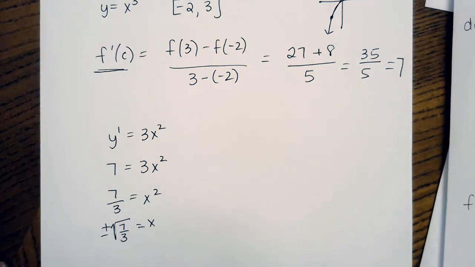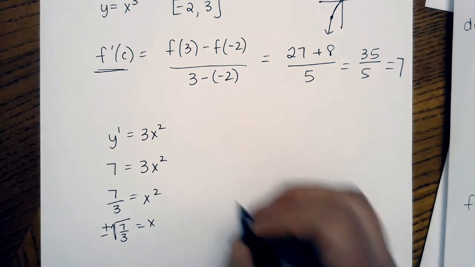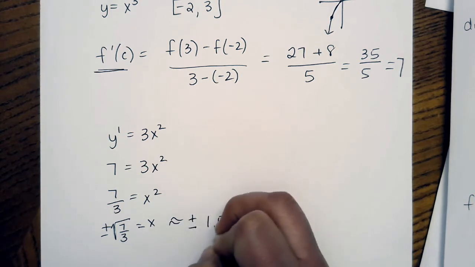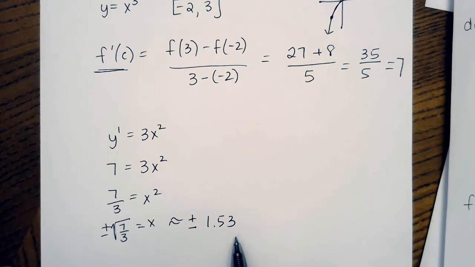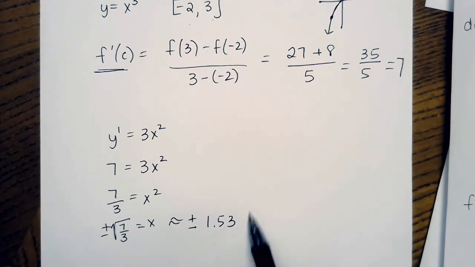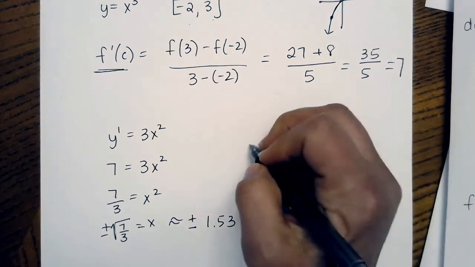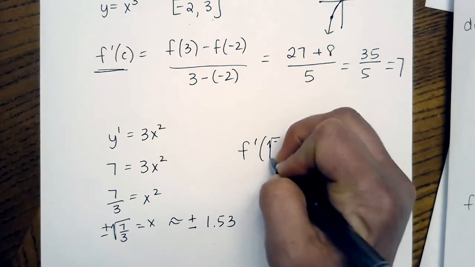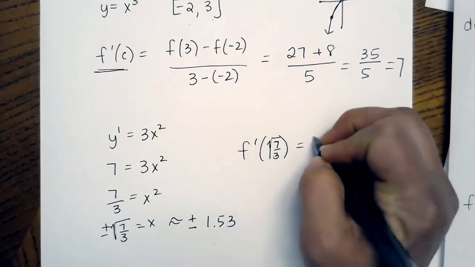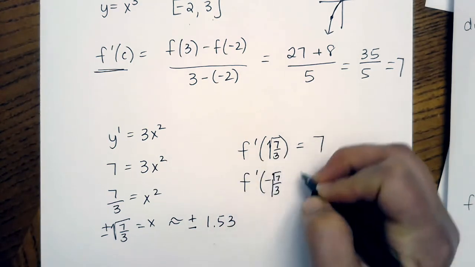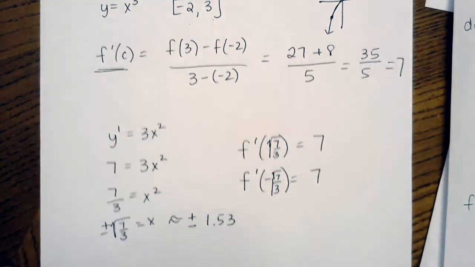Now, I actually think both of these might be in between here. Let me check. Yes, when I approximate the square root of 7/3, this is approximately plus or minus 1.53. So actually, both of these will fall in between negative 2 and 3. So I found two different values that work. I found that f prime of the square root of 7/3 is equal to 7, and I also found that f prime of negative square root of 7/3 is equal to 7. The whole thing should be in the square root, sorry there.